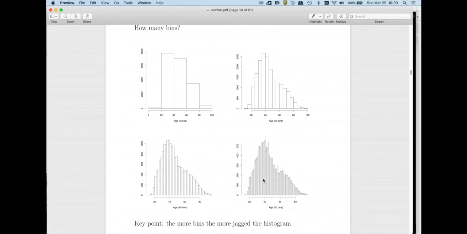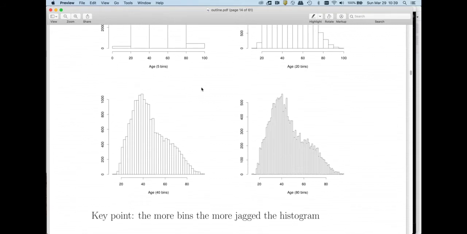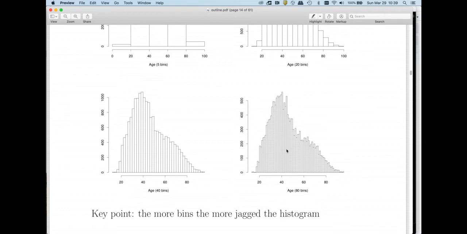The software usually does a pretty good job of choosing some bins for you, but that doesn't really answer the question. How many bins do you need? Well, here's my answer. I would say that we've gone overboard with this last histogram here. We have too many bins. The reason for that is the histogram's a bit jagged. When we look at this, we see a spike for this particular age, whatever that is. And I don't think that spike is real.